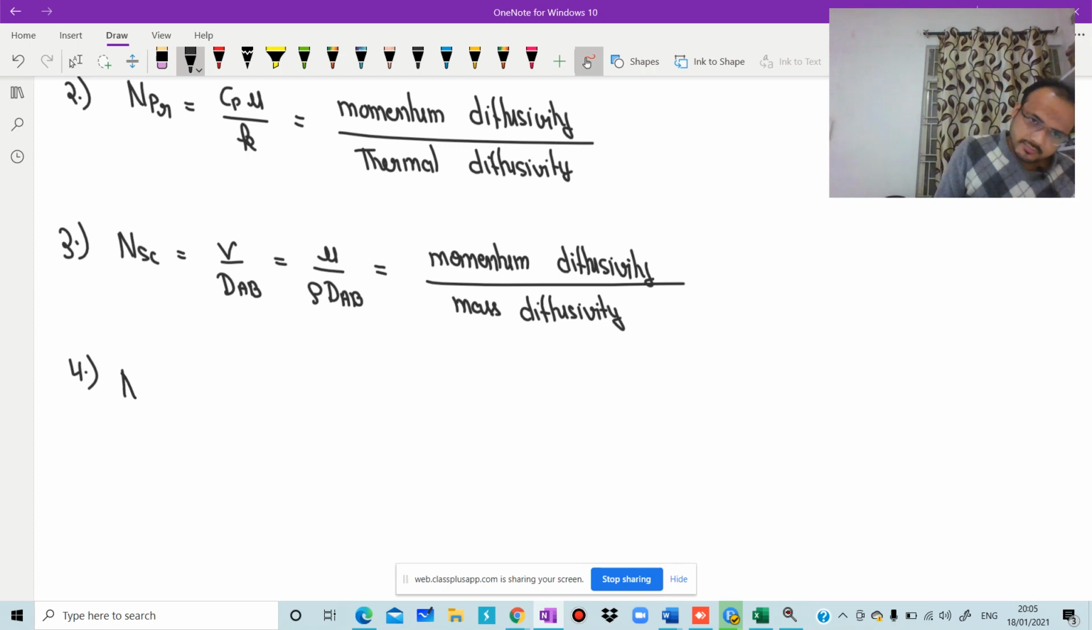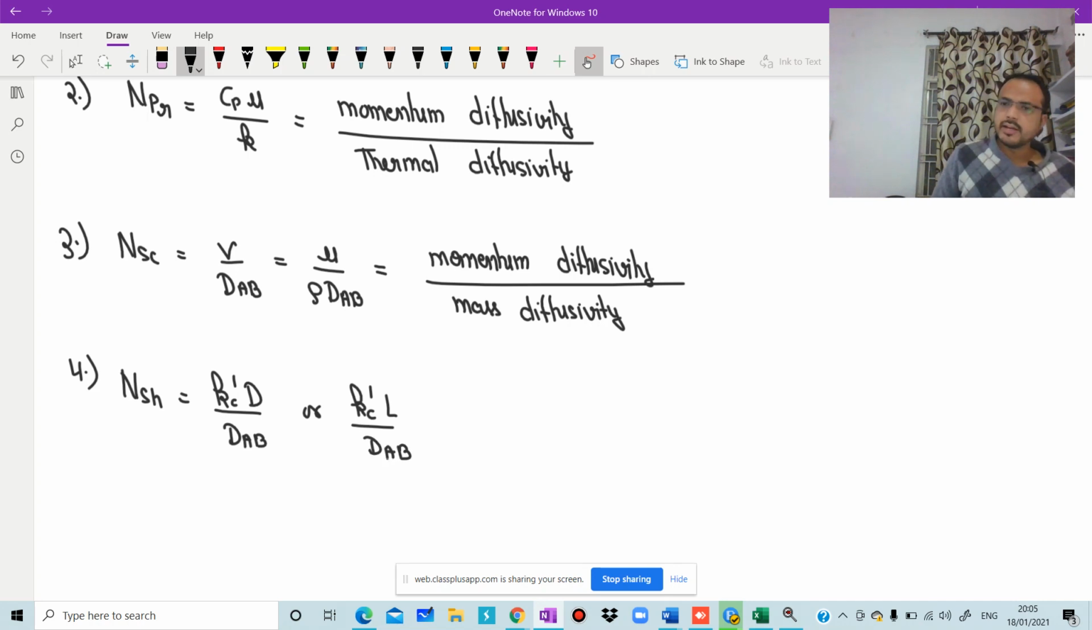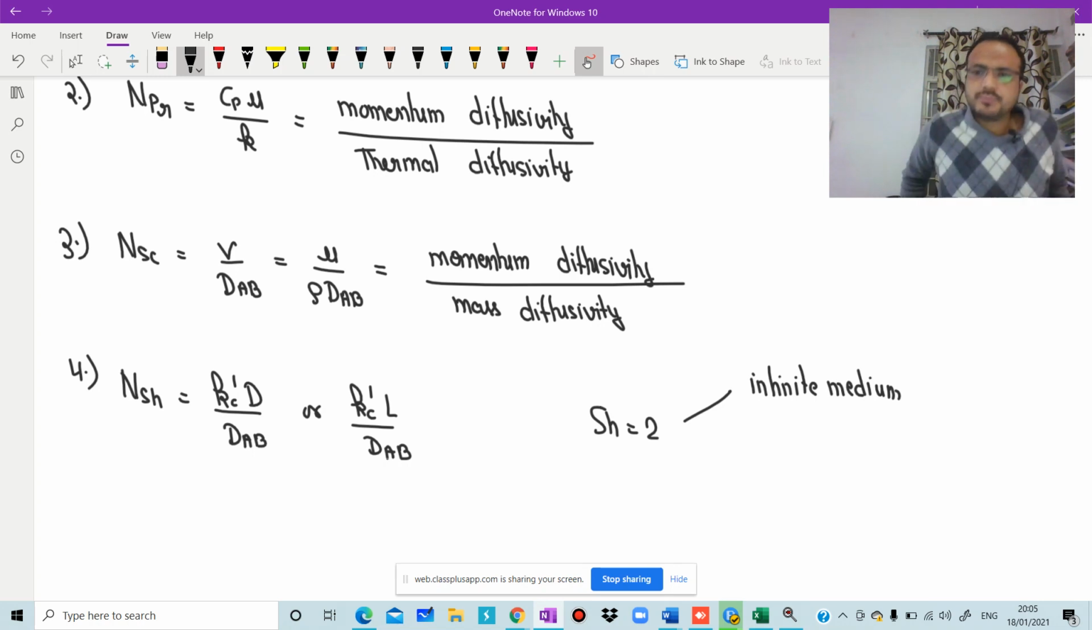Next is Sherwood number. Kc prime d by DAB, or Kc prime L by DAB. And you need to remember one more thing. The value of Sherwood number is equal to 2 in which case? Infinite medium. Because with the help of this number, we solved a number of questions related to this. You will get the value of mass transfer coefficient, and once you get it, then automatically you will get the flux or rate.